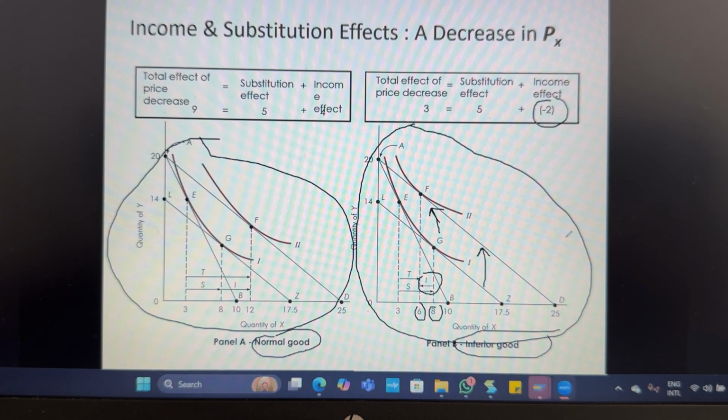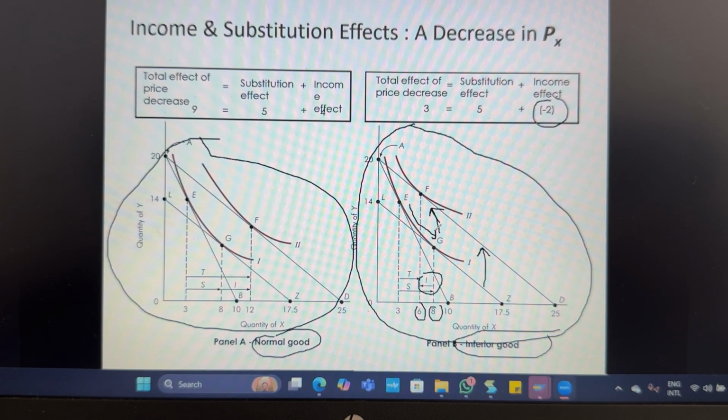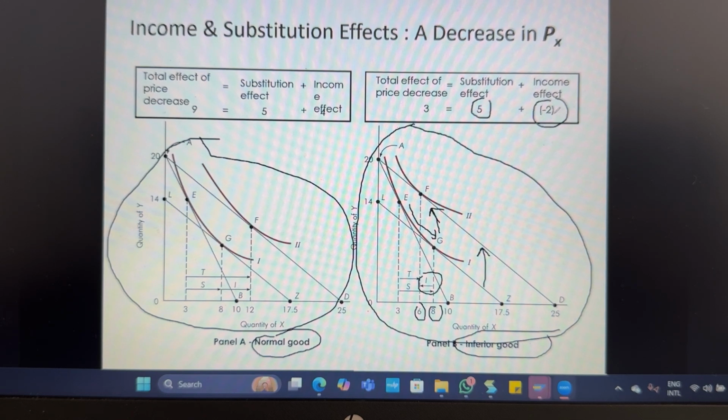As before, the substitution effect is positive from E to G. It is 5. Out of this 5, 2 is cancelled out by this negative income effect. Therefore, the total effect is 3, from 3 to 6. So, for an inferior good, the income effect is negative.